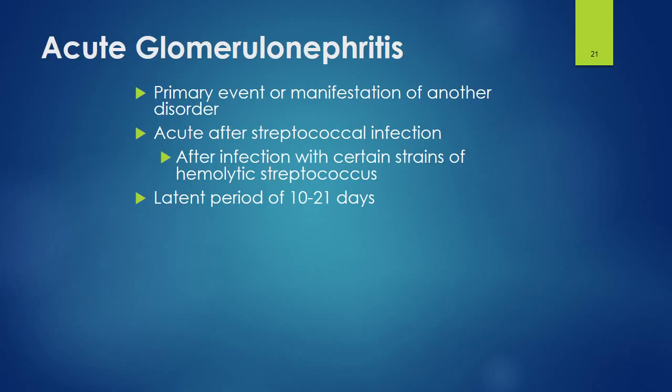Acute glomerulonephritis may be a primary event or a manifestation of another disorder. Acute post-streptococcal glomerulonephritis is the most common of the post-infectious renal diseases in children. A latent phase of 10 to 21 days occurs between the streptococcal infection and the onset of the clinical manifestations.